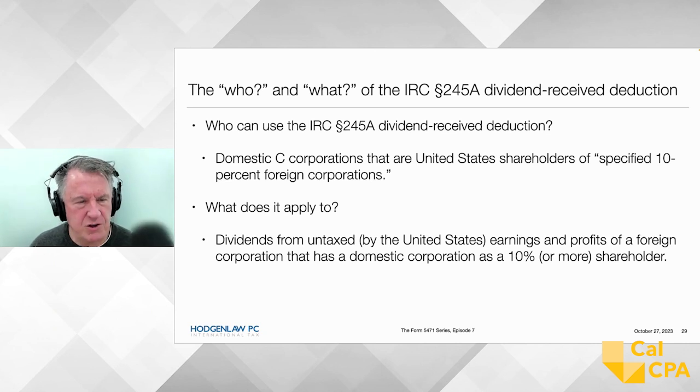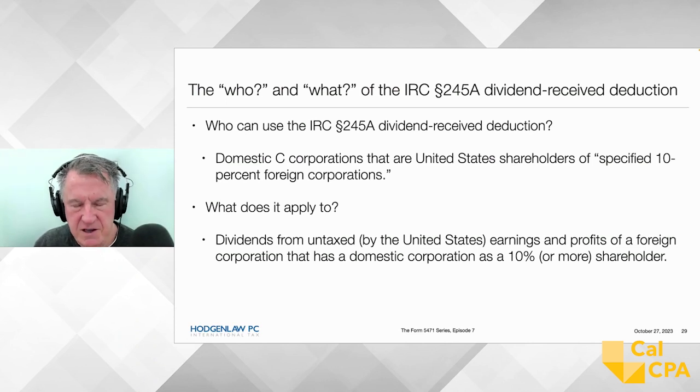And what does it apply to? Remember that the gross income exclusion of Section 959 applies to previously taxed earnings and profits of the CFC. The dividend received deduction mops up the rest of the earnings and profits in the CFC, namely the earnings and profits that were not included in the gross income of the U.S. shareholder by being Subpart F income or by being global intangible low-taxed income. So we've got full coverage in theory. Maybe there's a hole that I don't know about yet, but we have full coverage.